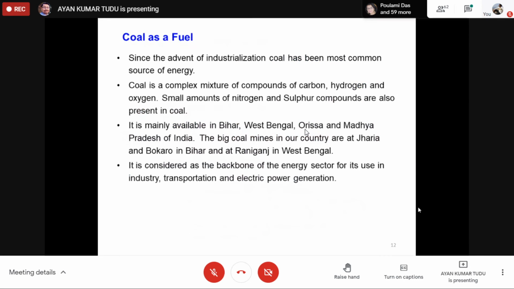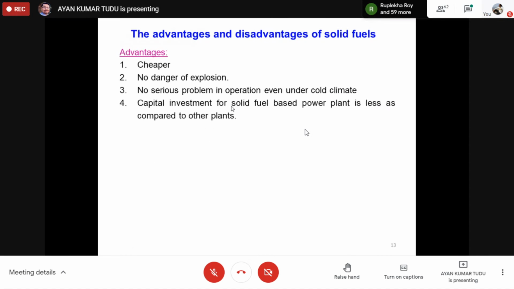So as you know, we are using coal as the fuel. Coal is mainly available in our area in Bihar, West Bengal, Odisha and Madhya Pradesh. Okay, and it is being considered as the backbone of the industry in transportation and electric power generation. What is coal? Coal is a mixture of carbon, hydrogen, and oxygen, and small amounts of nitrogen and sulfur are also present in the coal. Okay, and obviously coal is a part of the solid fuel only.